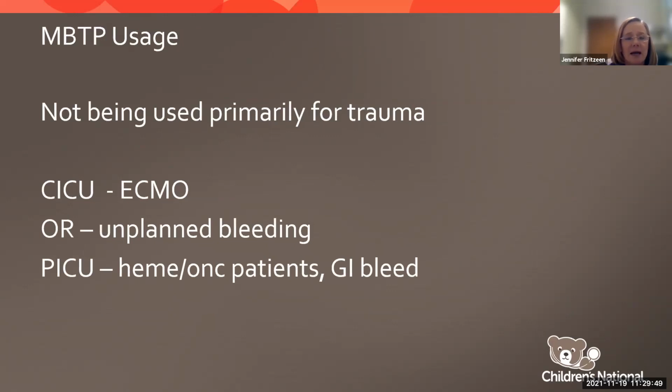Now, the funny thing is that this was launched, and the premise behind why we have this here at Children's, is for trauma. But what we find is the CICU uses it probably more than anybody on your regular patients, but also for patients that are requiring ECMO. The OR has used it several times when they have cases with unplanned bleeding. And our PICU is using it a lot of times for hemonc patients, for GI bleeds, and for other patients that become unstable due to blood loss.